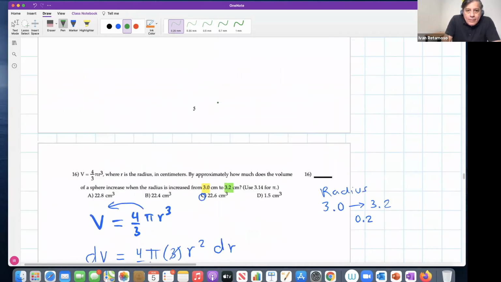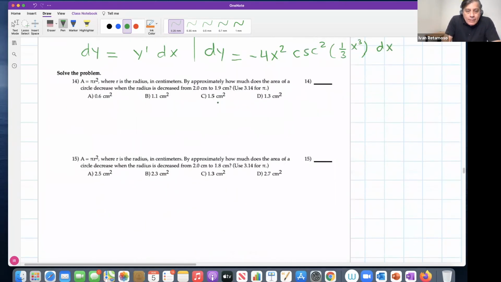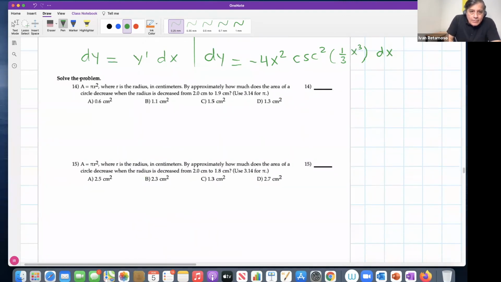Great. Now to finish, guys, maybe if we have time, at least let me show you one of these. This is similar, so let me do this. Same idea here. They give you an area. I think this is much easier. The area in terms of the radius, where r is the radius in centimeters, by approximately how much does the area of the circle decrease? Now decrease, very important here. When the radius is decreased from 2 to 1.9. Use 3.14 for pi.